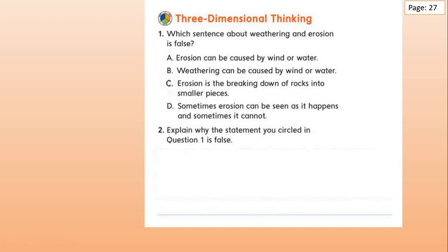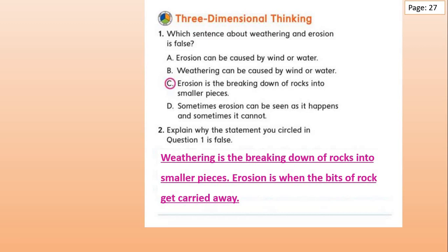Which sentence about weathering and erosion is false? Did you say C? If so, you are totally right. Erosion is not the breaking down of rocks into smaller pieces. Question number 2. Explain why the statement you circled in question number 1 is false. What do you think, grade 2? Yes, of course, this is because weathering is the breaking down of rocks into smaller pieces. And erosion is when the bits of rock get carried away.